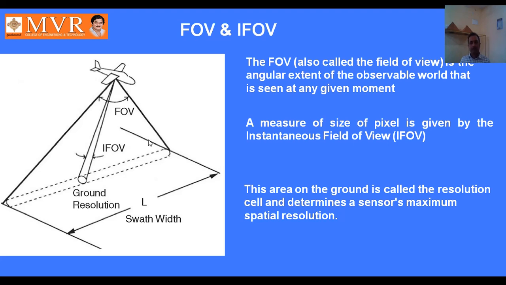If you go to a larger height, then you will get low resolution, but the covering area is very large. But if you go to a lower height, the ability to identify the object is much more, but the covering area is very less. Spatial resolution always depends upon these two factors, height and instantaneous field of view.